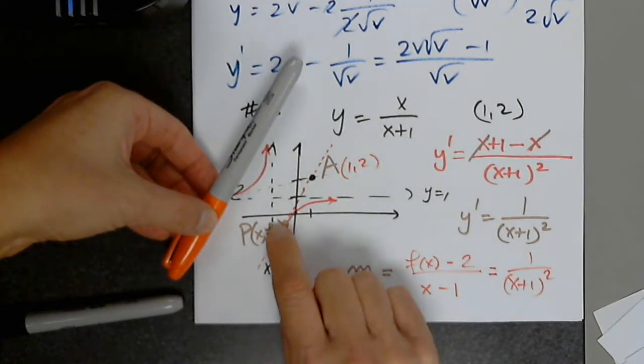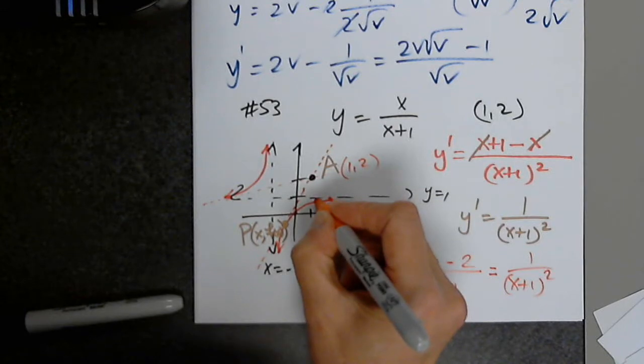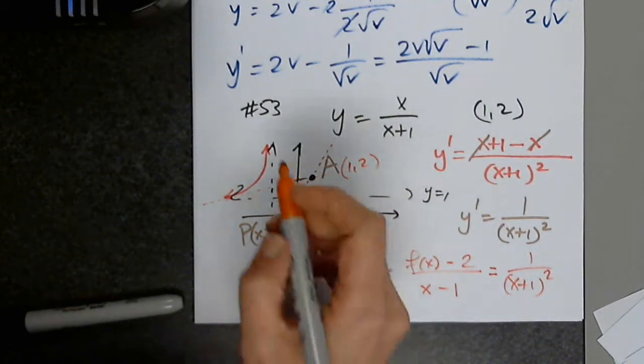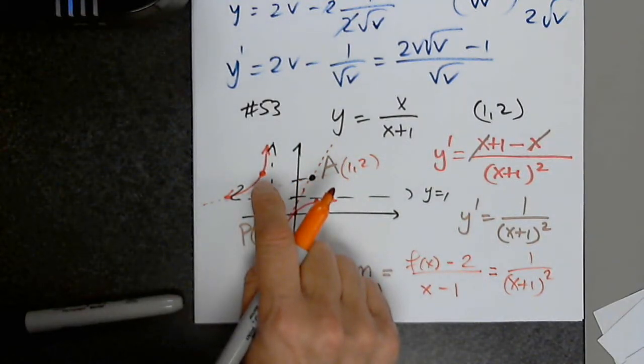Because at this point, or any point, if you ask me what the derivative is here, I'm going to say f prime of x for that point.